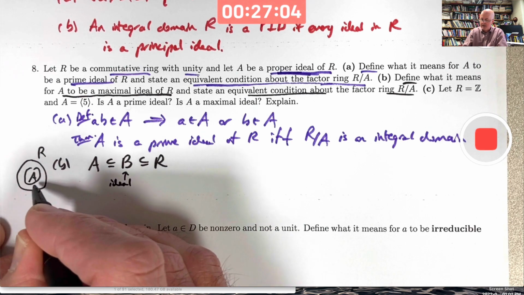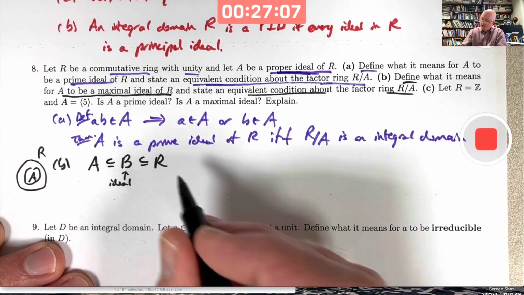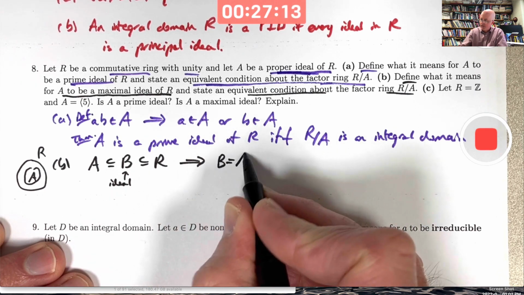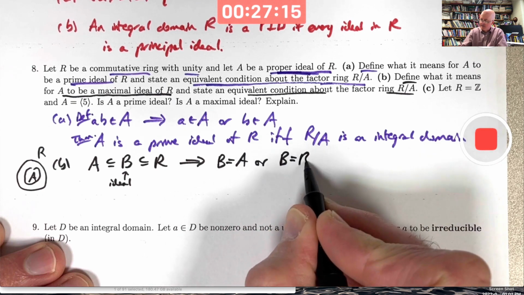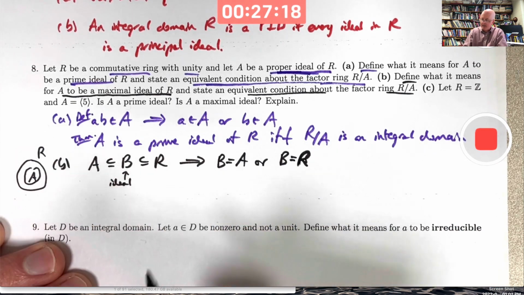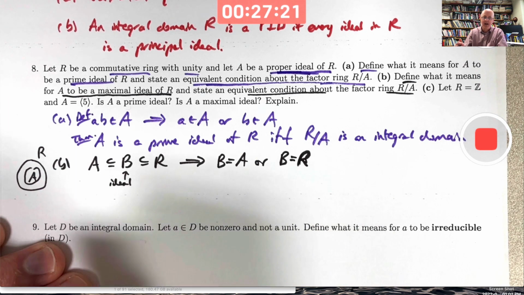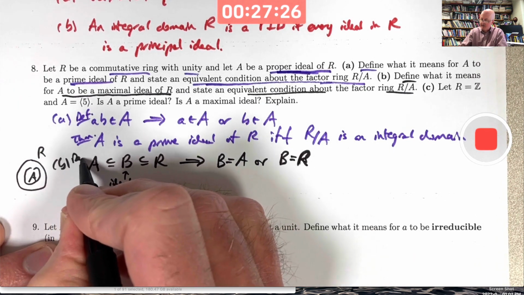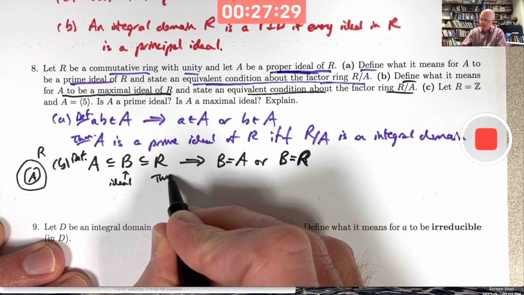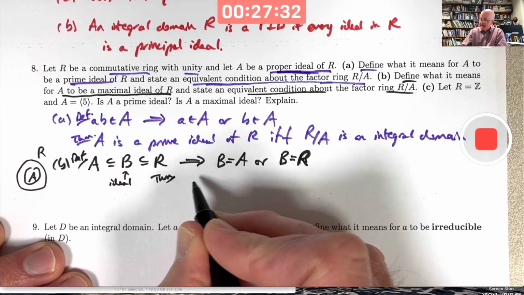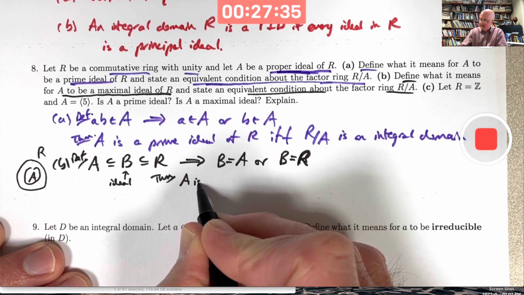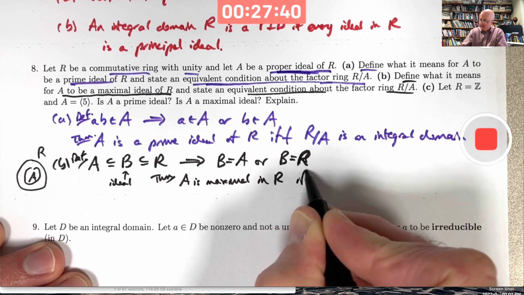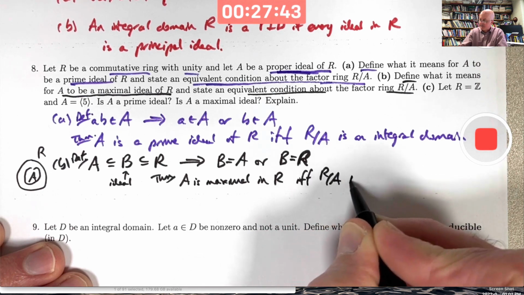B is bigger than A and includes A, but does not necessarily equal all of R. But we're saying A is maximal if this implies that either B equals A or B equals R. In other words, there's nothing in between A and R, you might say, in this picture. A is maximal in that sense. The equivalent, this is the definition, the equivalent condition in terms of factor rings, or again they're called quotient rings, is that A is maximal in R if and only if R mod A, that factor ring, is a field.